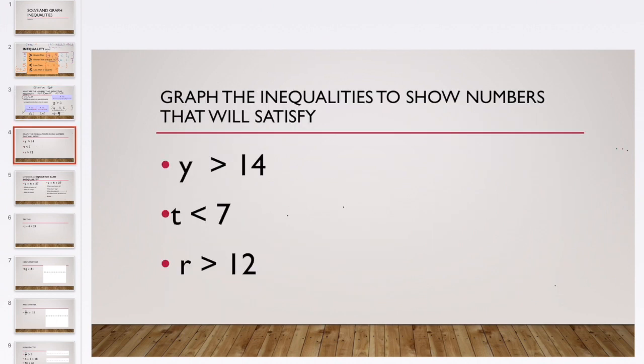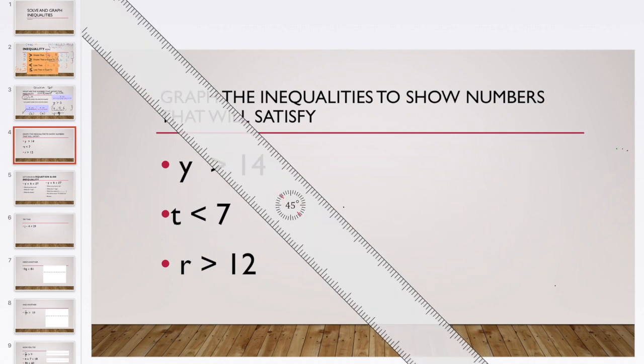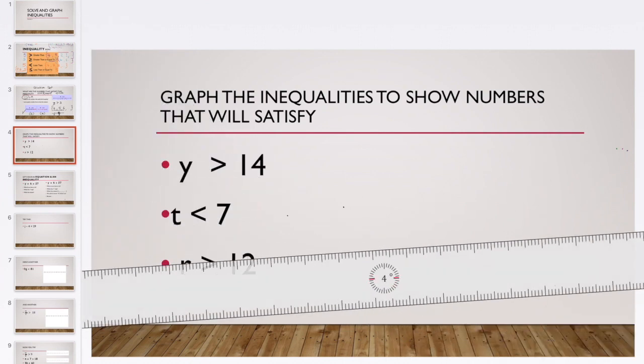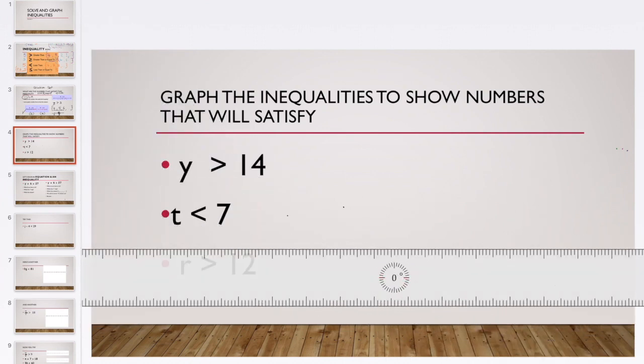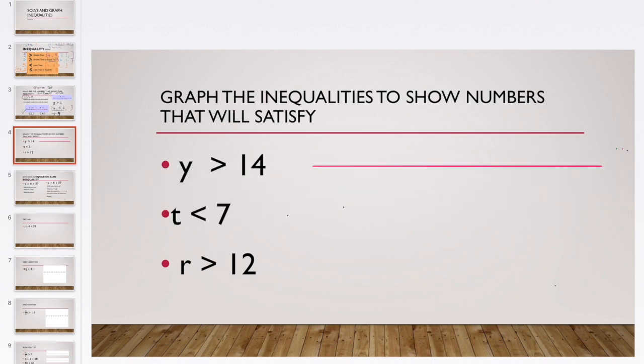Moving on to the next one. Let's do an example. Graph the inequality to show the numbers that will satisfy. Okay, I want my ruler. Let's draw a number line. So y is greater than 14. I'm going to make my y a 0 and a 14. These are the two numbers that should be on your number line if you have a simple inequality like this.